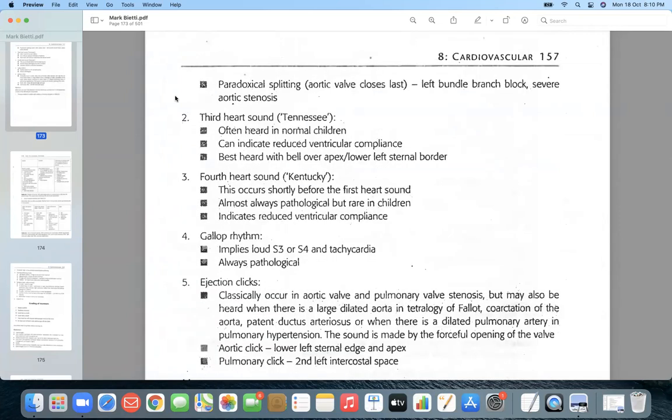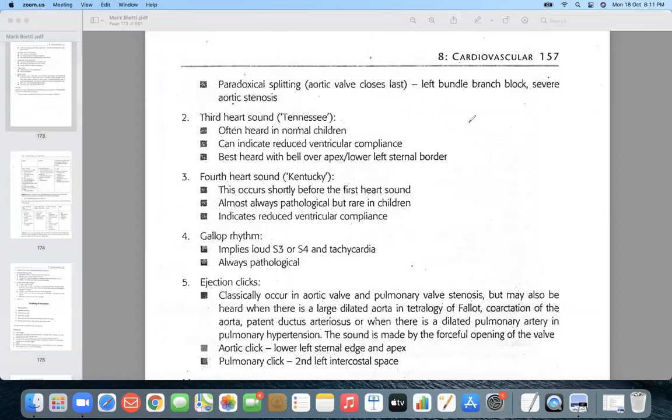Also one more thing I wanted to tell you, which I forgot. For pulmonary stenosis, you will always comment on the S2. S1, S2. Sometimes when there is pulmonary stenosis, there can be a split in S2. What happens normally, let me tell you.